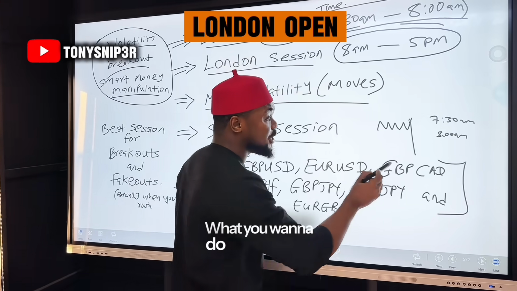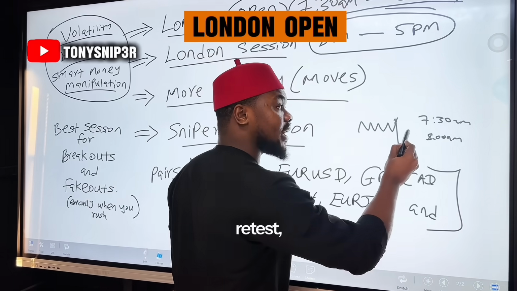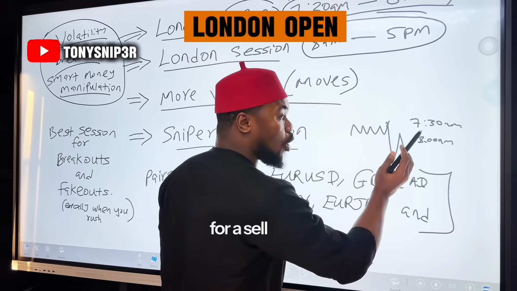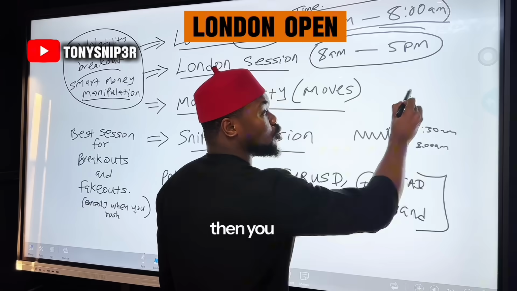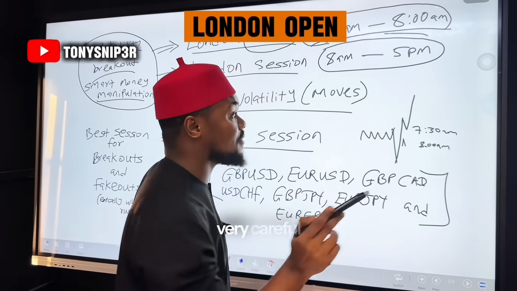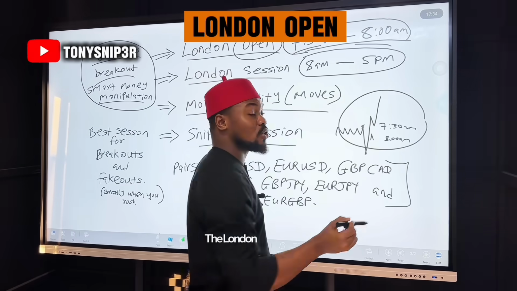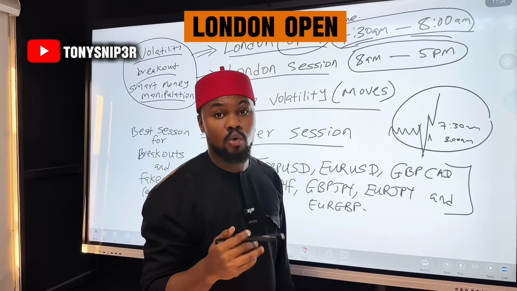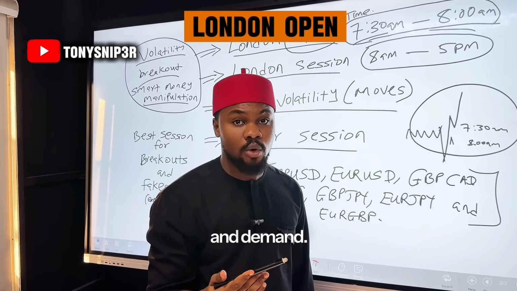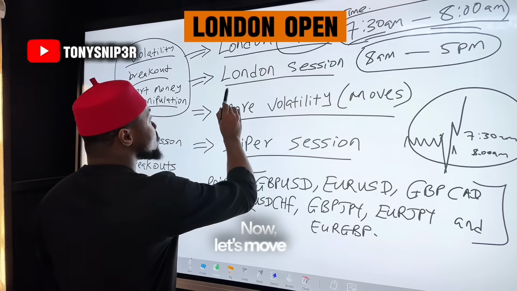What you want to do is to wait for that market to come back and retest, then you look for a sell. Or for that market to break above here, come back here, then you look for a buy. You have to be very, very careful when it comes to trading the London session. Always make sure you're not trapped during the London Open until you've mastered supply and demand. Okay? Good. Now let's move to London session.